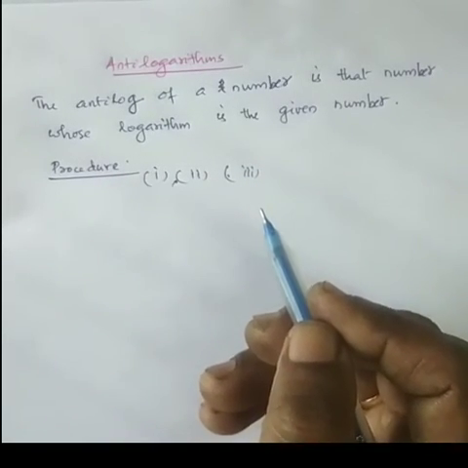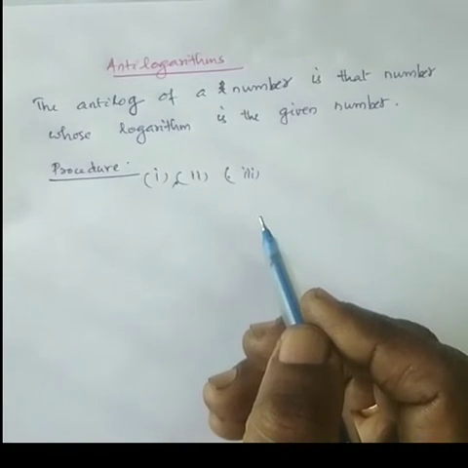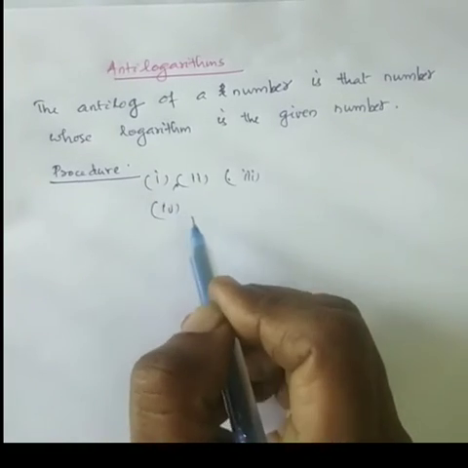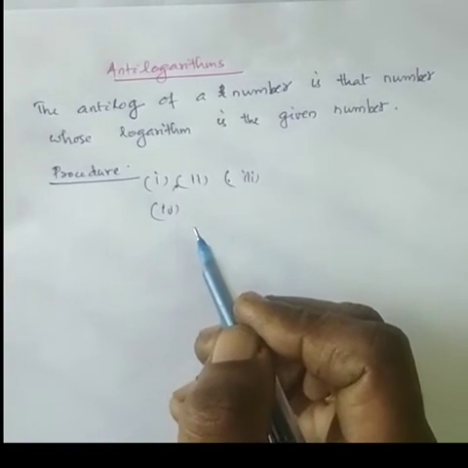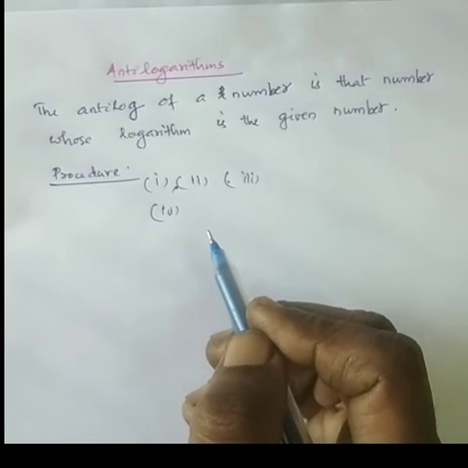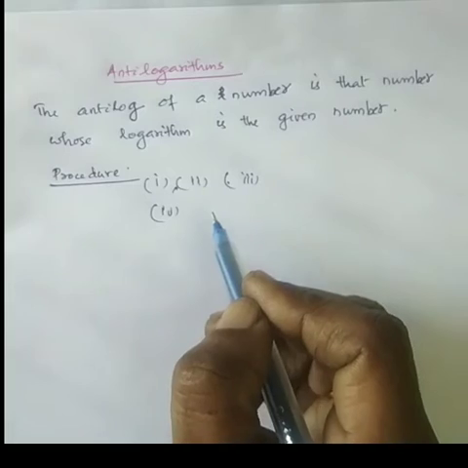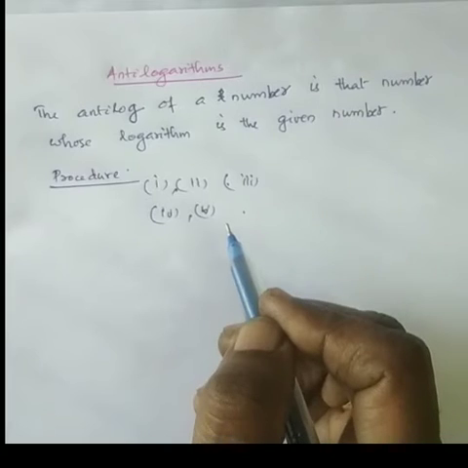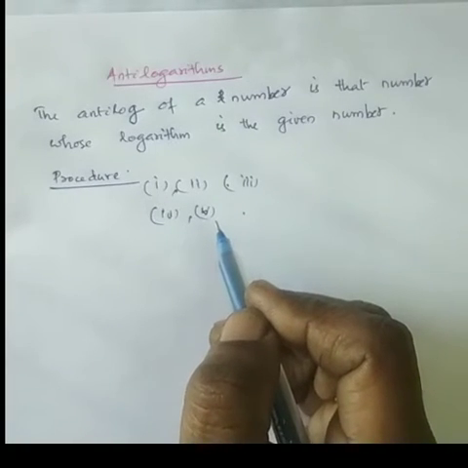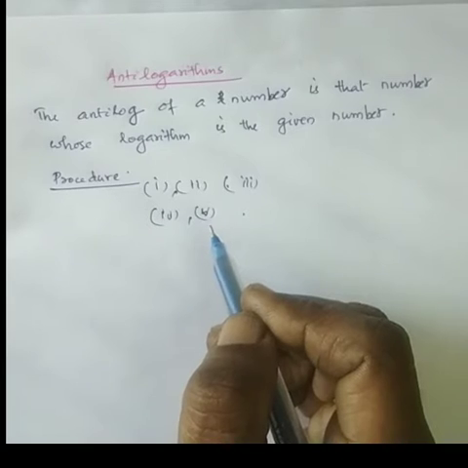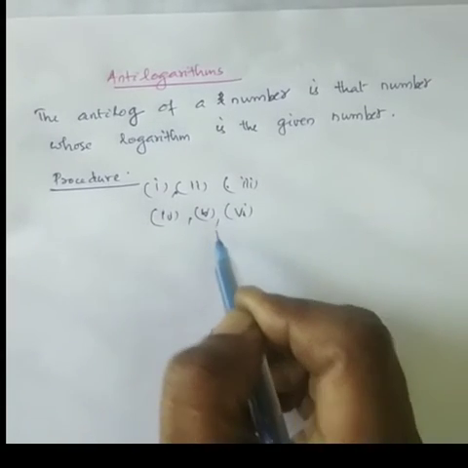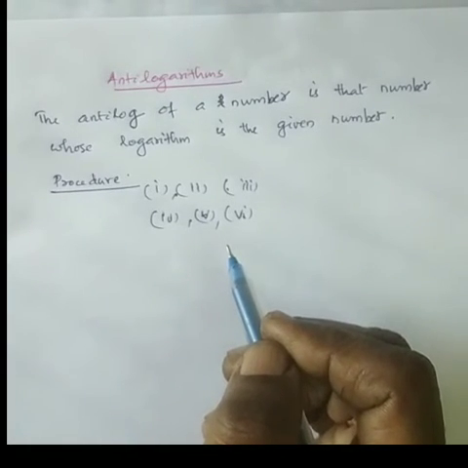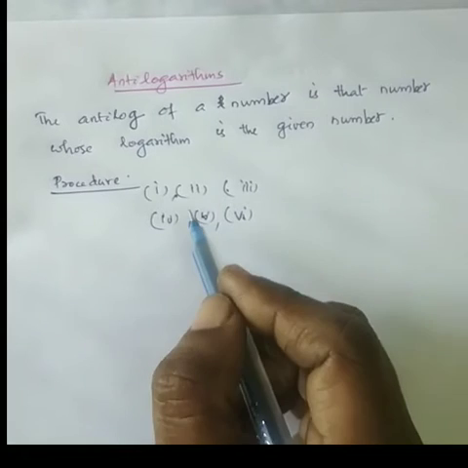Third step. Read off the figure given in the column heading of the third digit. Fourth step. Read off the figure in that row in the mean difference under the column heading of the fourth digit. And the fifth step is to add the figures obtained in steps 3 and 4. The number so obtained is called the desired number. Sixth step is to finally use the characteristic of the given number for placing the decimal point in the result obtained in step 5.